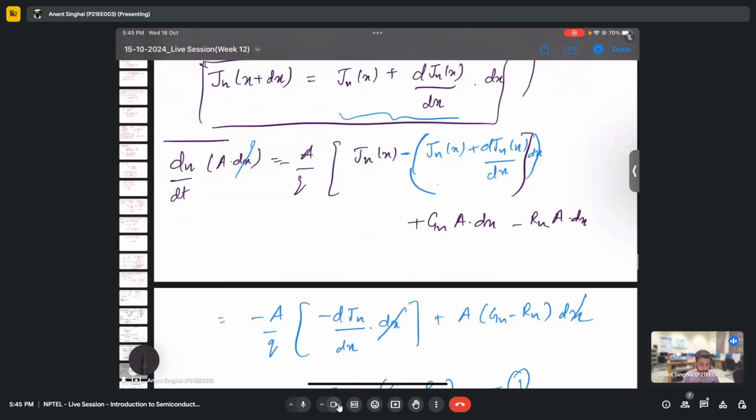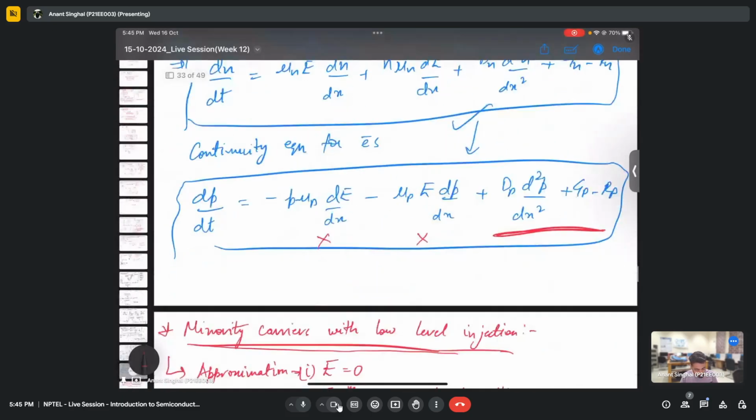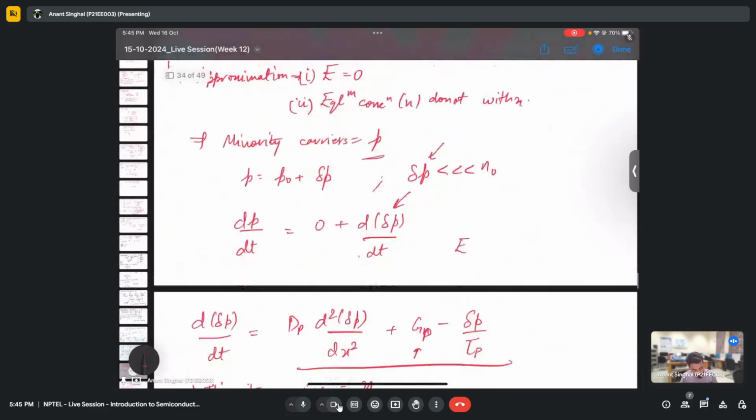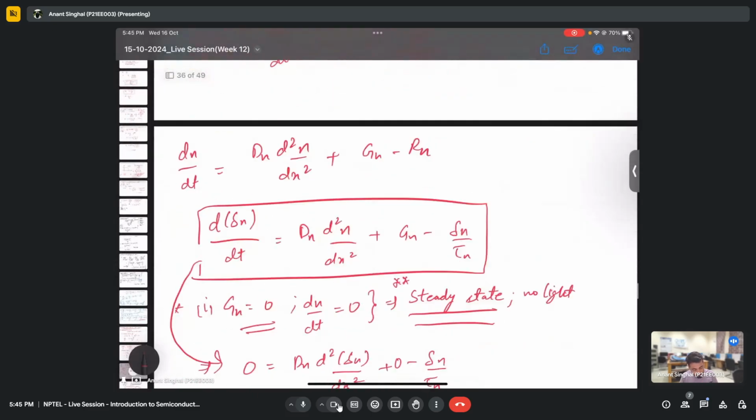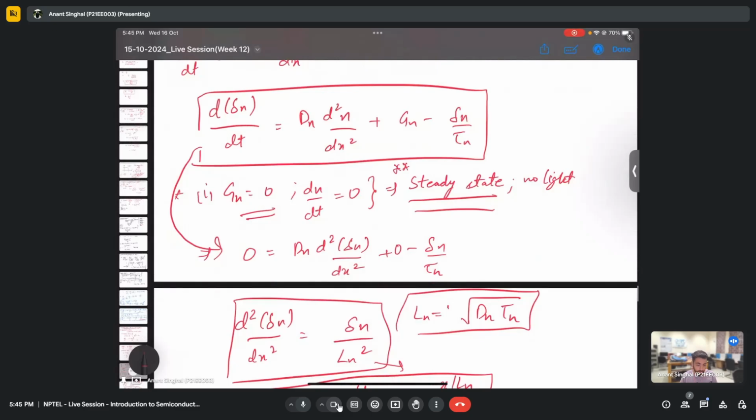That is, we have two special cases. One is the steady state in which we don't have any electric field, and steady state means dN/dt is always zero. That is, it is not changing with time, and dp/dt is also zero. And there is no light, that means gN is zero. So this was the first case, I guess.